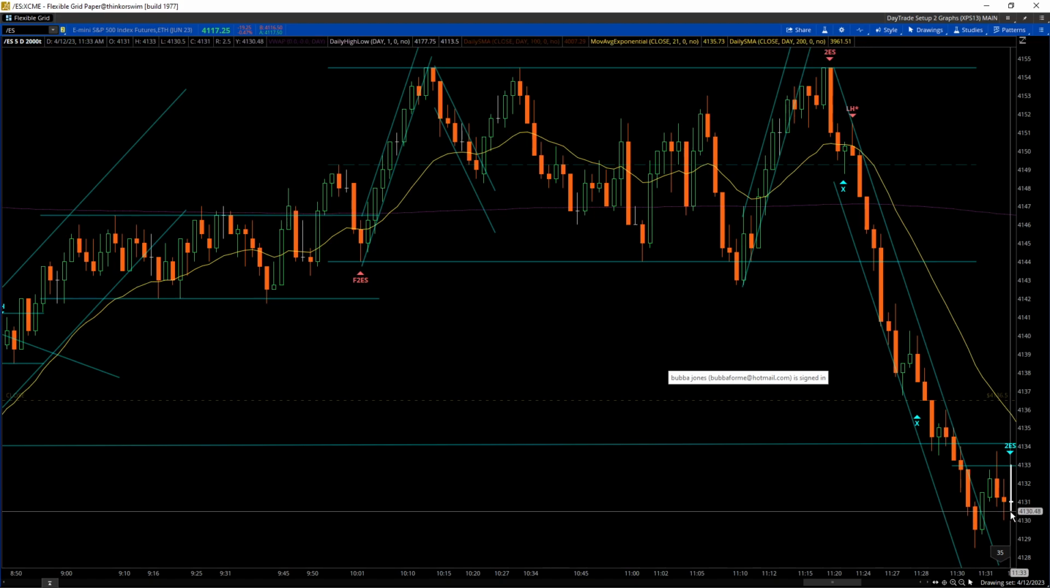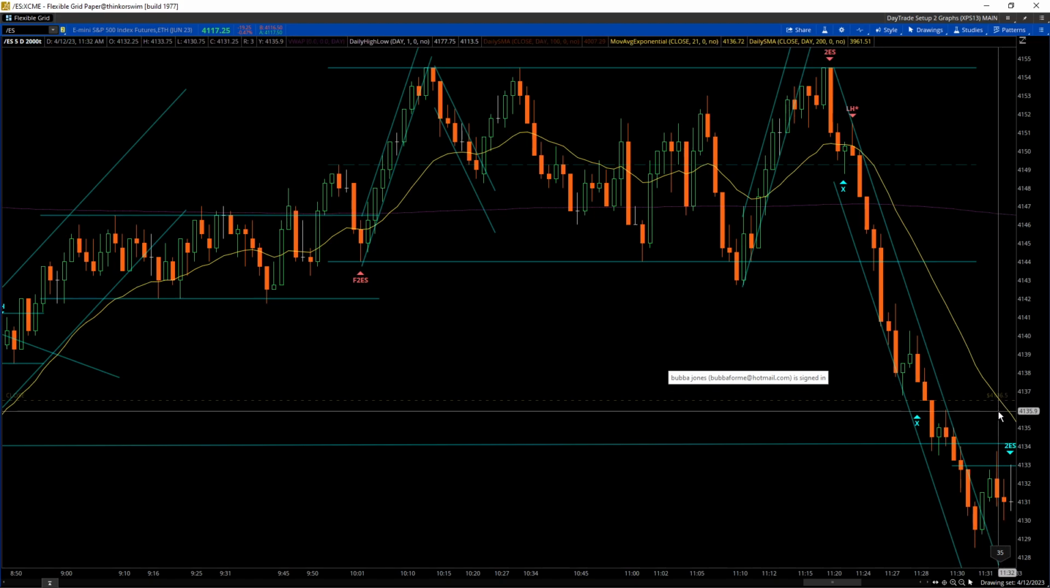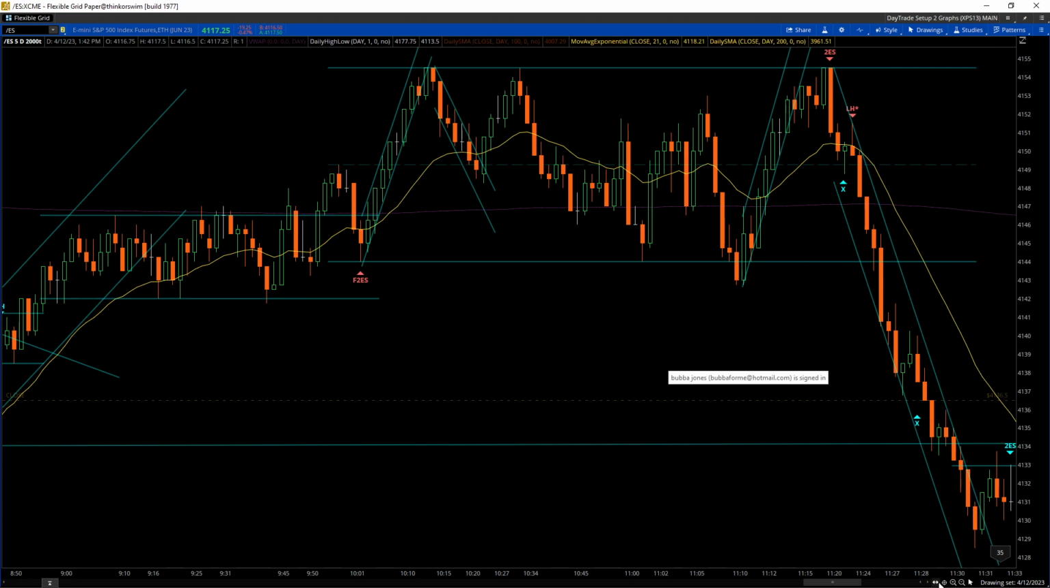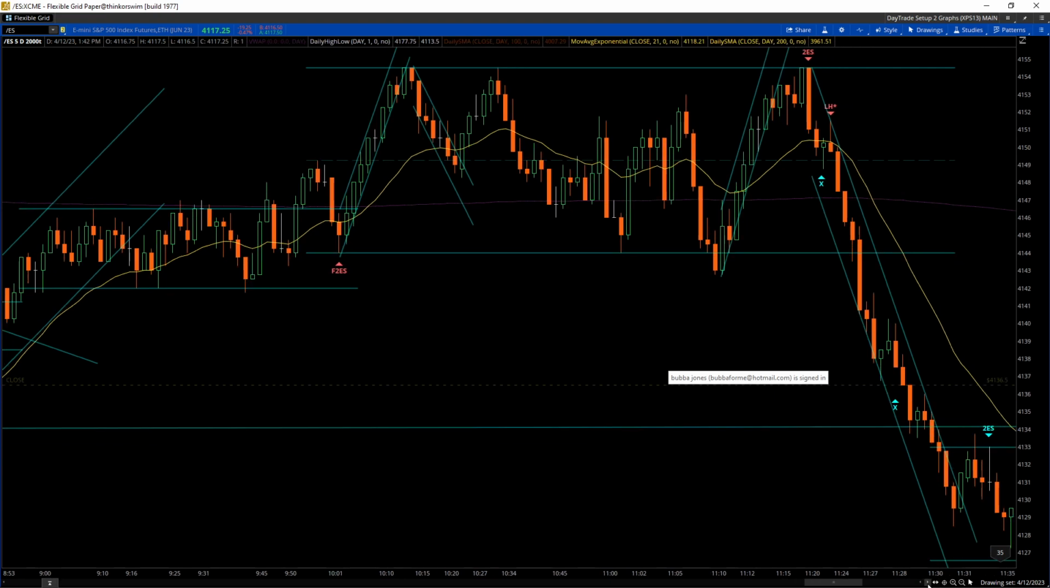So I went ahead and just jumped on this trade without considering that it's kind of far from the EMA. It's definitely aggressive, and it works out for me.